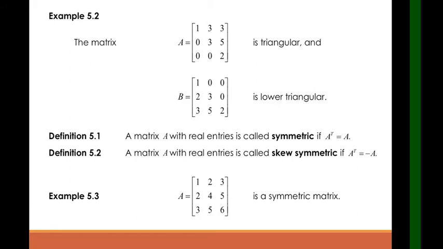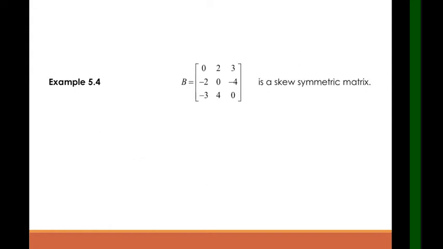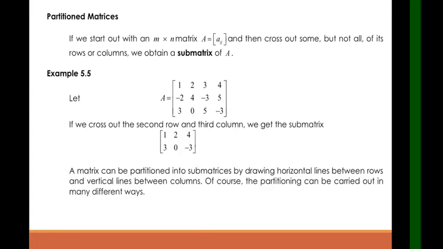Based on the definition, a matrix A with real entries is called symmetric if A raised to T is equal to A. So in this portion, these are all real entries. And a matrix A with real entries is called skew symmetric if A raised to T, or the transposition of A, is equal to negative A. And that is what we call the skew symmetric matrix.